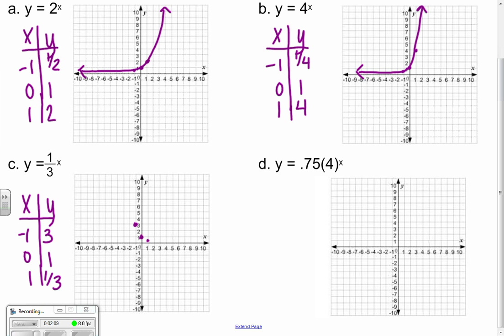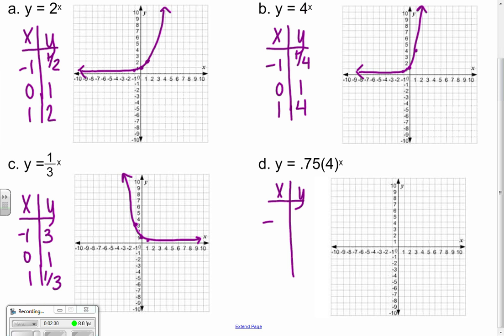So if you notice, this one's kind of going to go backwards. It's going to start high and end low. And the difference is the fraction. When your base is a fraction, it ends up taking the graph and starting it high and ending low instead. And we'll learn what that's called a little later.